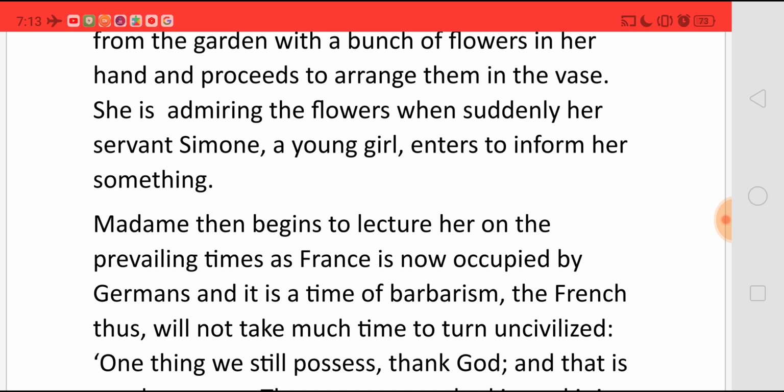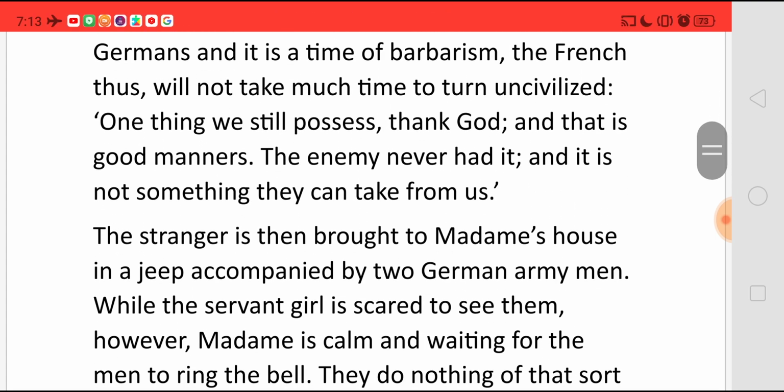Madam then begins to lecture her on the prevailing times, as France is now occupied by Germans and it is a time of barbarism. The French thus will not take much time to turn uncivilized. She says, "One thing we still possess, thank God, and that is good manners. The enemy never had it, and it is not something they can take from us."